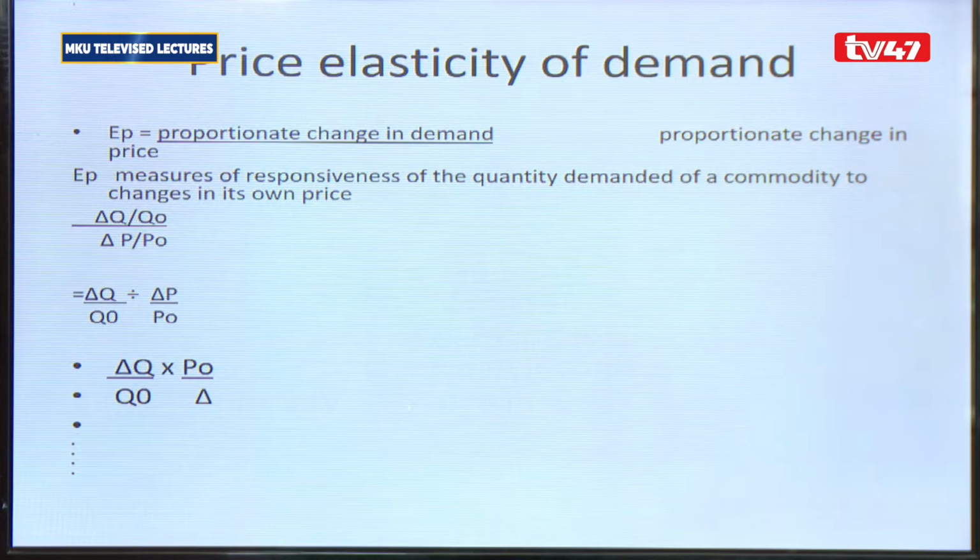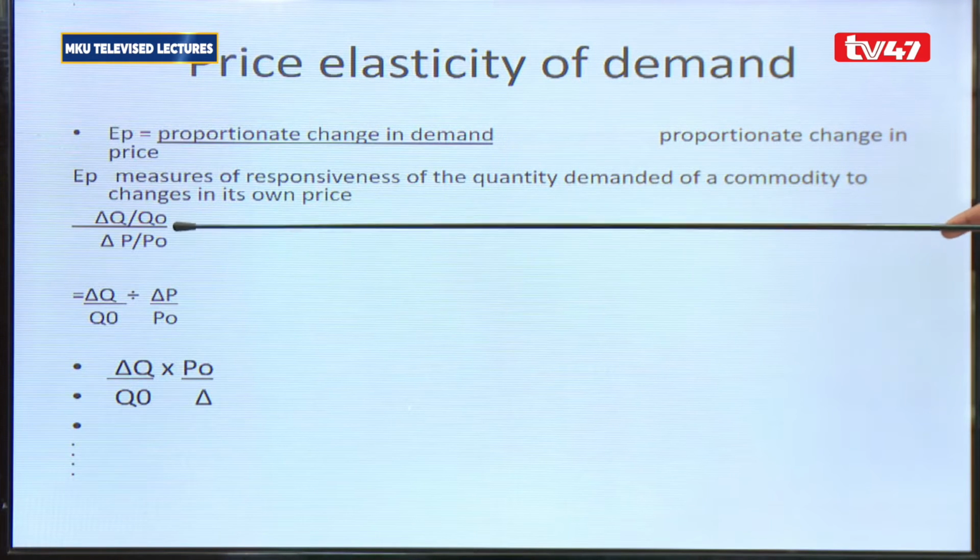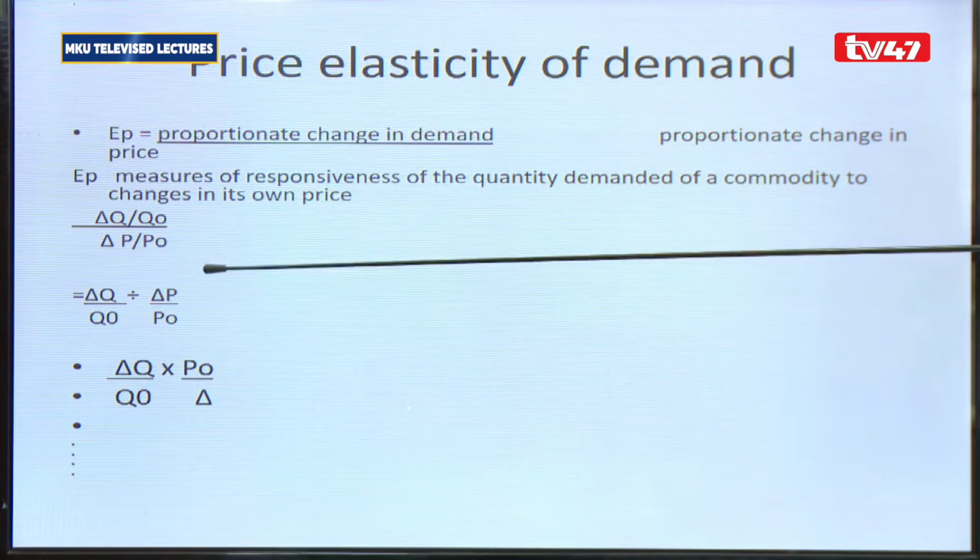We start with the price elasticity. Normally, we can define it as the proportionate change in demand due to proportionate change in price. Normally the price elasticity is said to be a measure of responsiveness of demand to change in price. We are able to calculate that elasticity. We can calculate that degree of responsiveness by change in quantity over change in price.